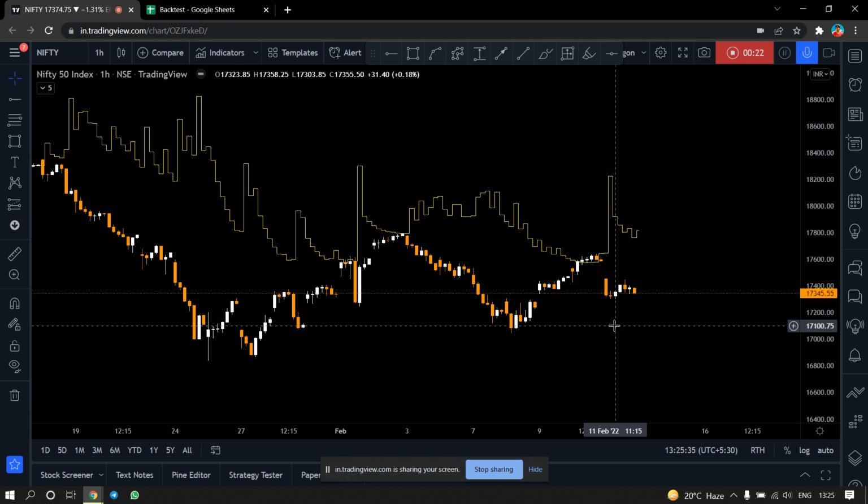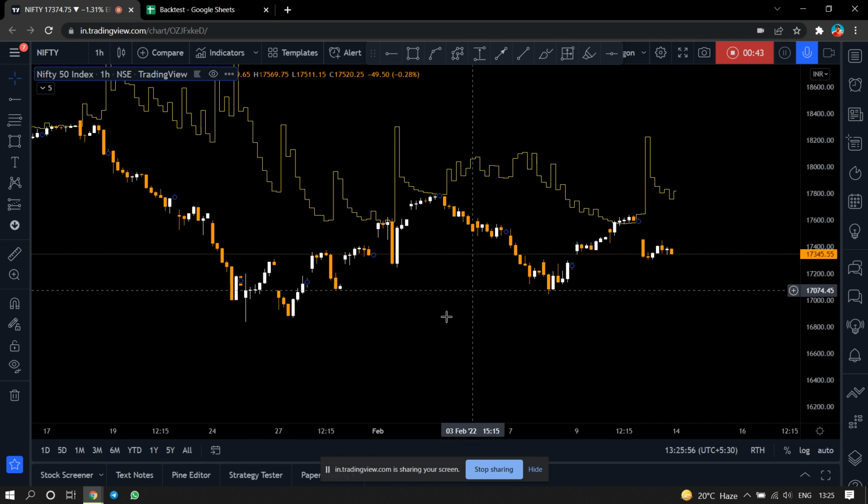If out of 10 trades, we are able to get seven of them right with equal risk reward ratio, then we are still doing a great job. Because in Nifty, even if we are able to capture 40 points, that would mean we are able to make around 15 to 20% on the capital that we are trading with, which is a lot. So now let's just start.